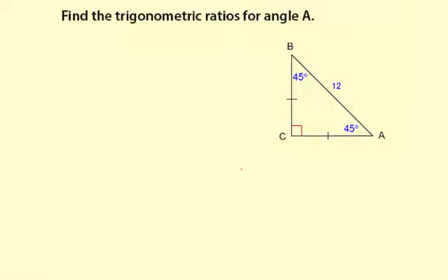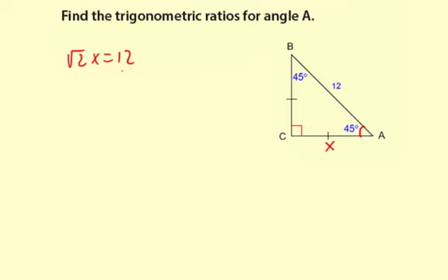Find the trigonometric ratios for angle A. Here's angle A right here. And this is a 45, 45, 90 right triangle. Now remember, this is a special triangle in that this hypotenuse is radical 2 times one of the shorter sides. So let's say I let x equal CA here. So it would be radical 2 times x equals 12.